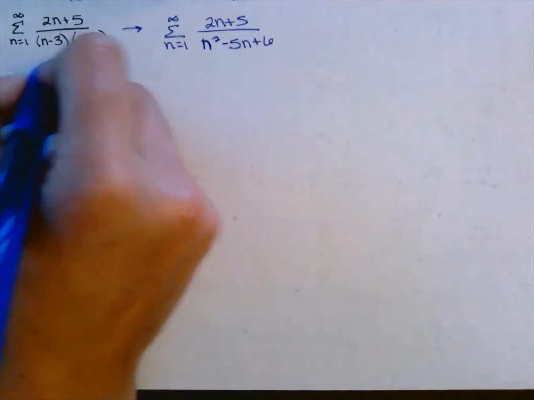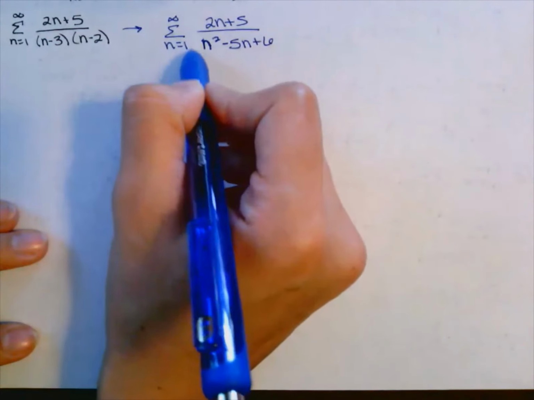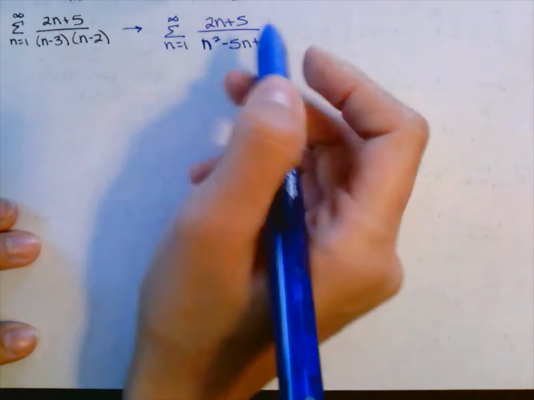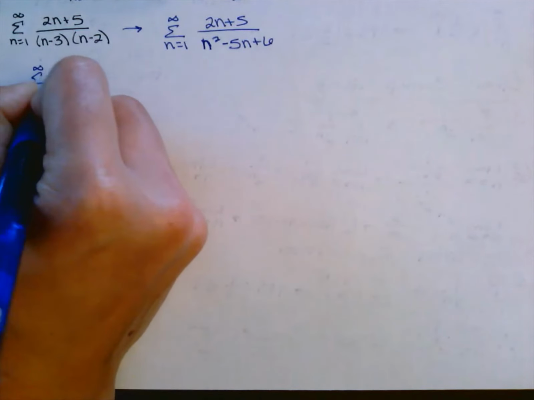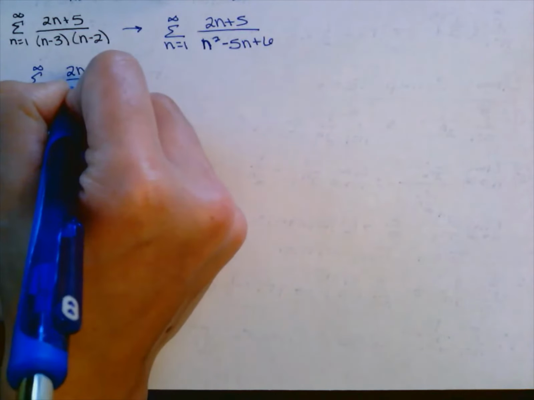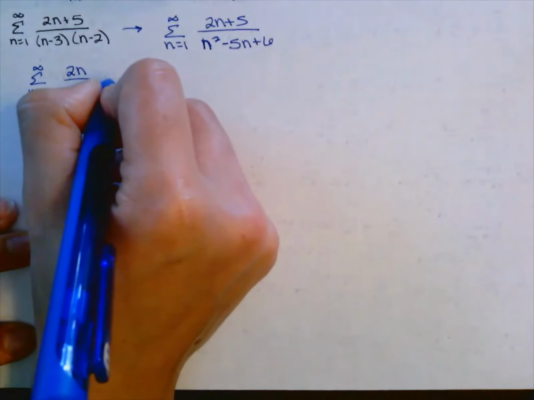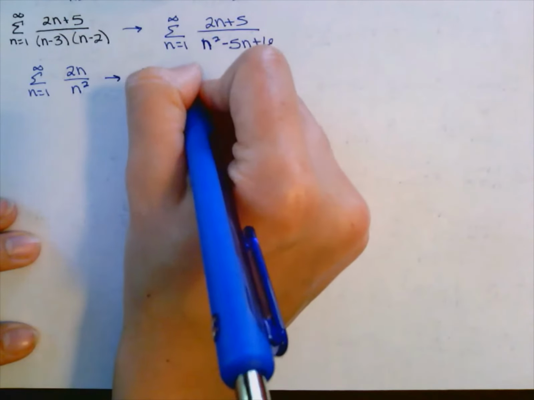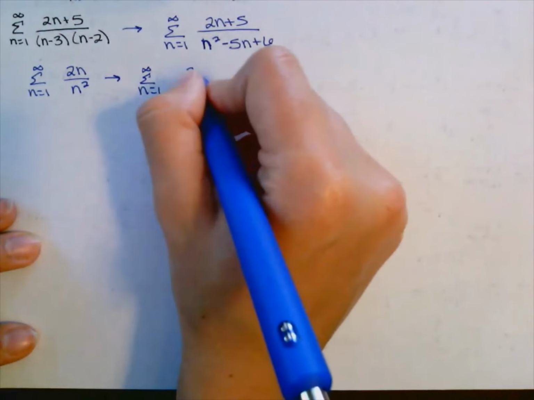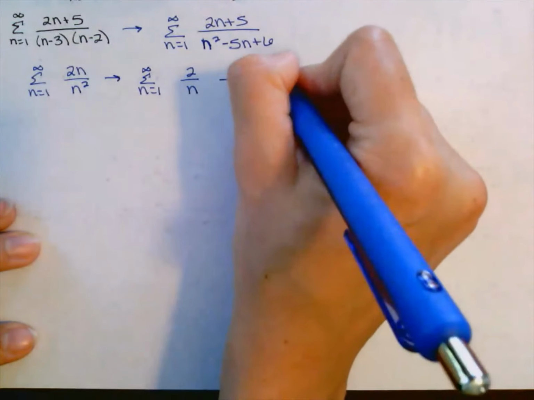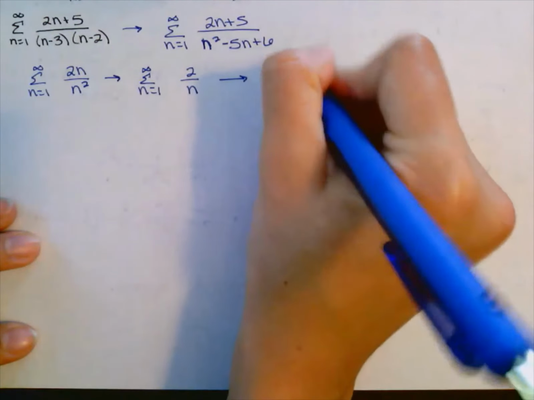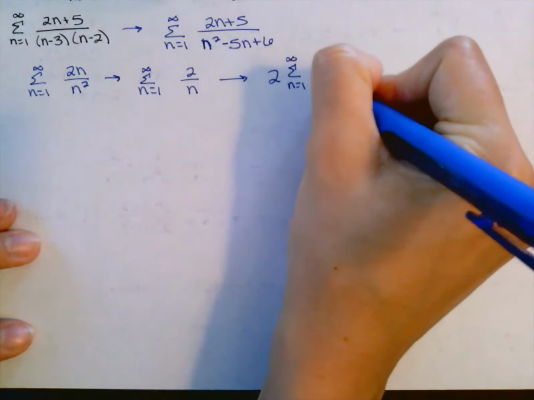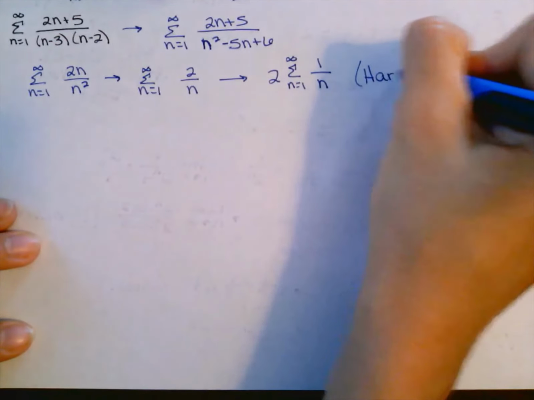So now if I'm comparing, okay, let's go down here. Just like in the horizontal asymptote rule, I'm just going to use these first two terms to compare, right? So I'm going to say 2n over n squared, and that reduces to 2 over n. And we said that anytime we have a coefficient, we are allowed to bring that to the front. And I'm really working with 1 over n, which is harmonic.